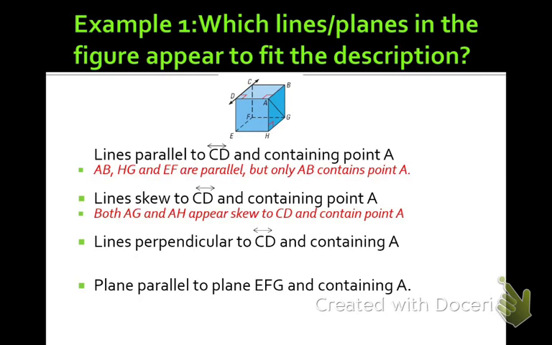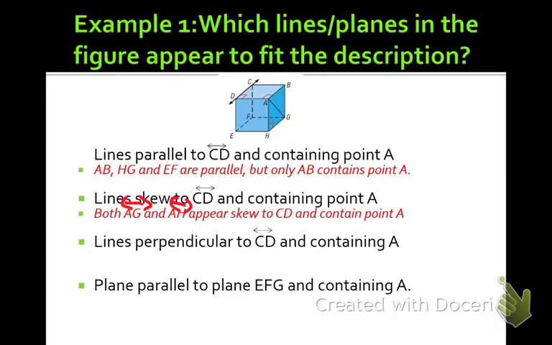And I missed the other line here, sorry. AG runs diagonally through this plane, is not going to touch CD and is not going the same direction. So, sorry, I was focused on the edges there. But yeah, line AG and line AH both appear to be skew and contain point A. So there's two there.